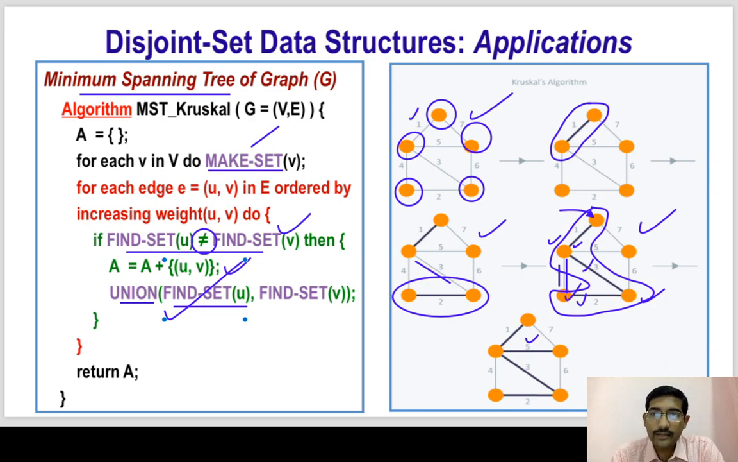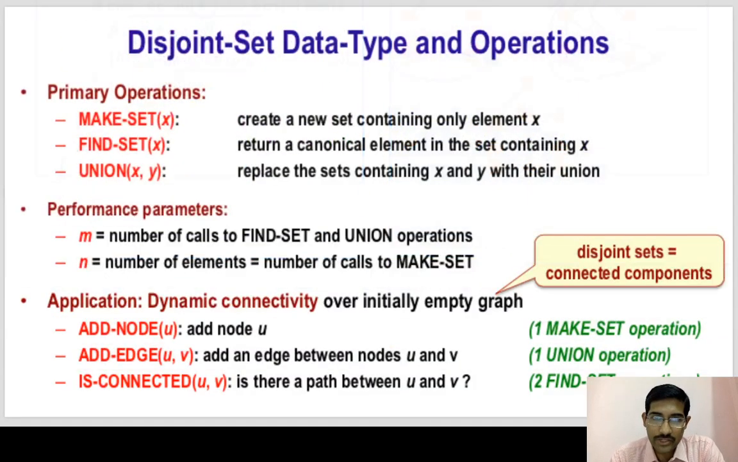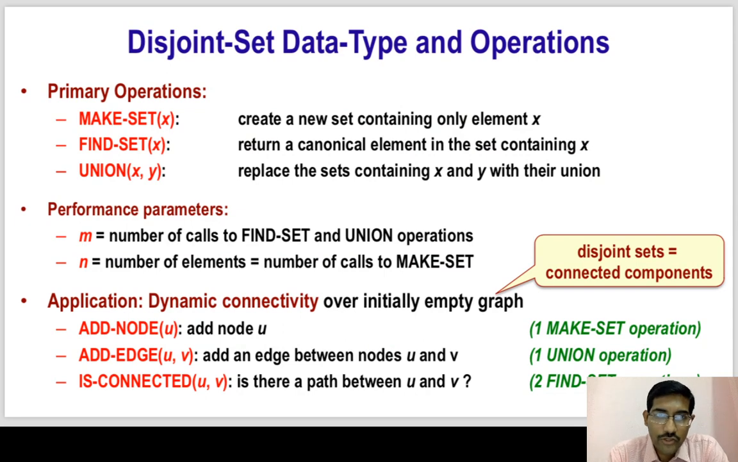So let us see how we design such operations. In summary, the disjoint set data type comprises three operations: make set, find set, and union xy, where make set x makes individual element sets, and find set x returns the representative element of the set where x belongs.